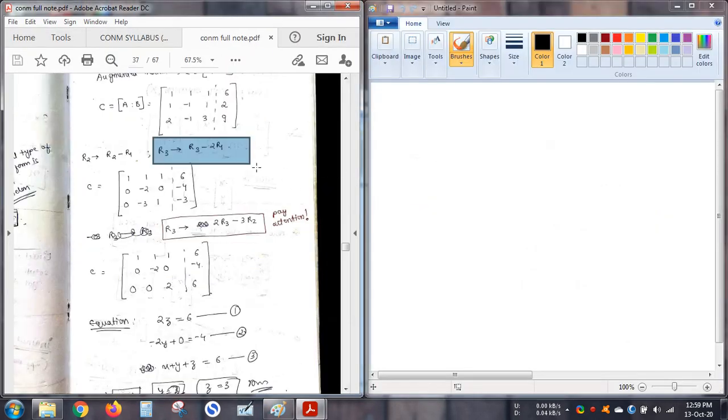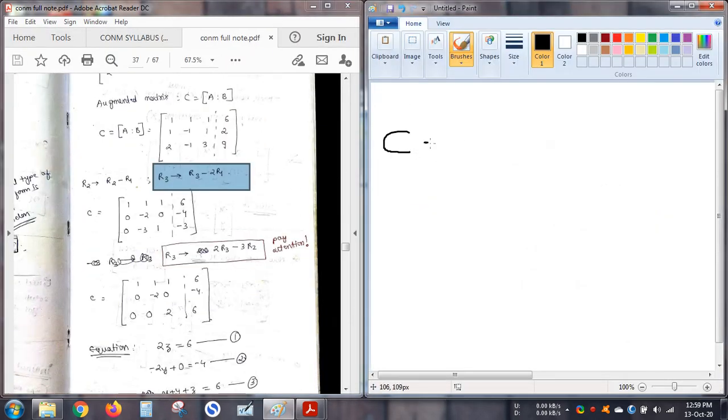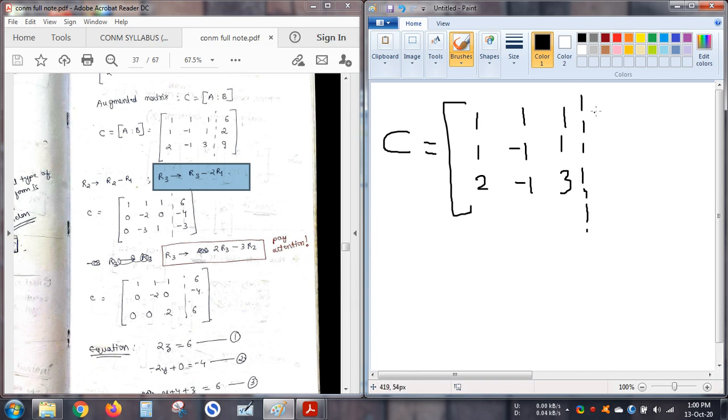Let's write the equation. What was the augmented matrix? My augmented matrix is 1, 1, 2, 1, minus 1, minus 1, 1, 3, and I have 6, 2, 9. Now, for simplicity, let me separate them so that you can easily understand. Okay, I have done this. So what was the first thing I am going to do? The first thing is R2, which will be converted to R2 minus R1.